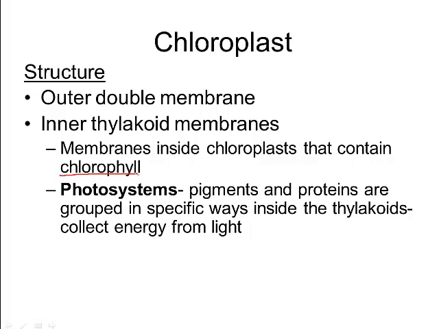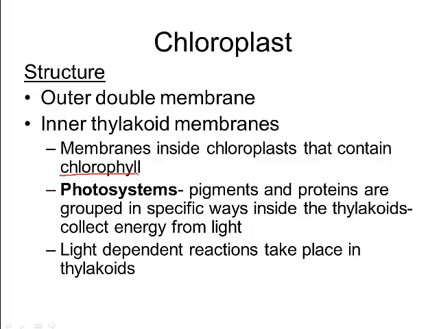Within these thylakoid membranes, we actually have the chlorophyll broken down into things called photosystems, and these are pigments and proteins grouped together in certain ways so that they are able to collect the maximum amount of energy from the sunlight. So those photosystems are what are going to actually be grabbing all of the energy from the sun and transferring it into chemical energy.